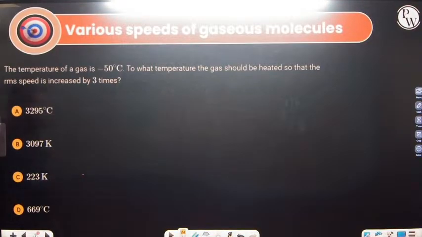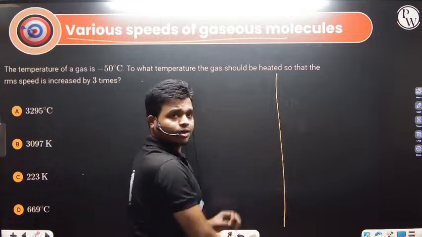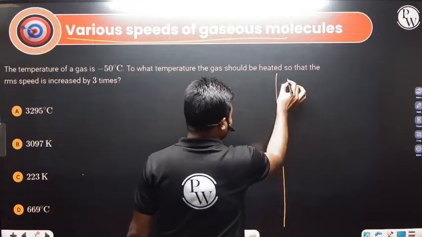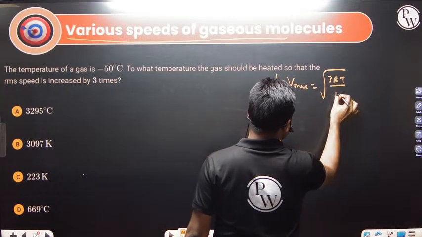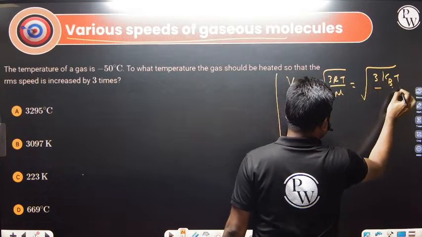Next, moving on. Here the topic is various speeds of the gaseous molecules. We have the RMS speed, root mean square speed. We have the average speed. We have the most probable speed. So what is RMS speed? The RMS speed is given by under root 3RT by M, and in terms of this it is under root 3 kBT divided by small m.